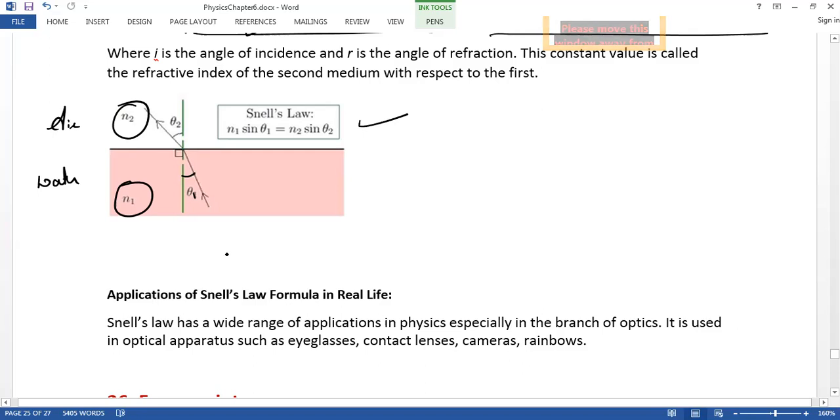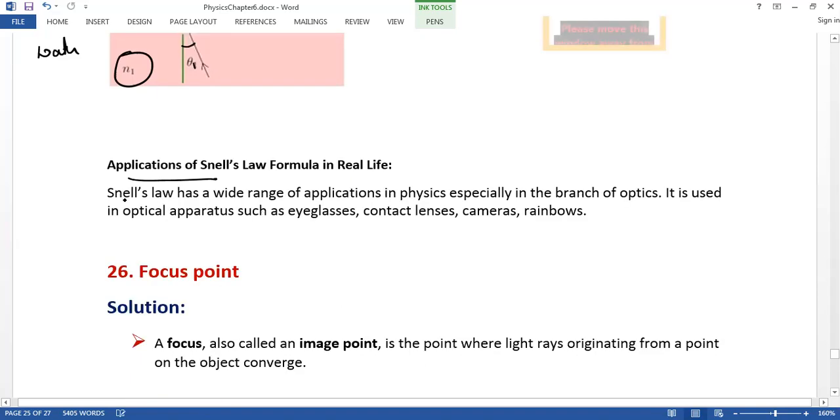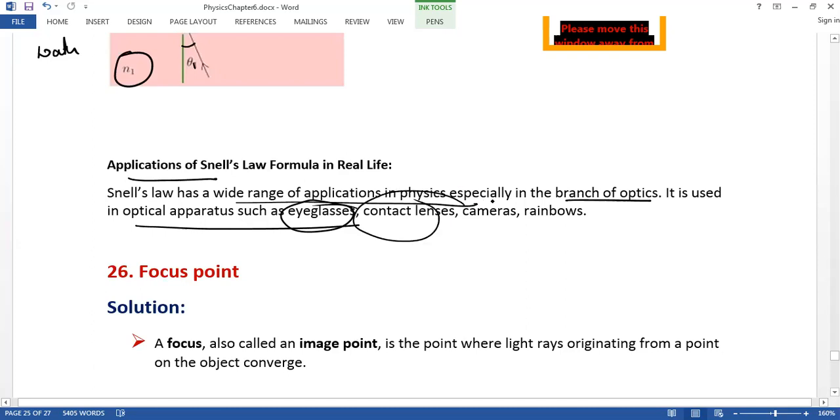Let us discuss the applications of Snell's law. Snell's law has a wide range of applications in physics, especially in the branch of optics. It is used in optical apparatus such as eyeglasses, contact lenses, cameras, and rainbows. So these are the applications of Snell's law.